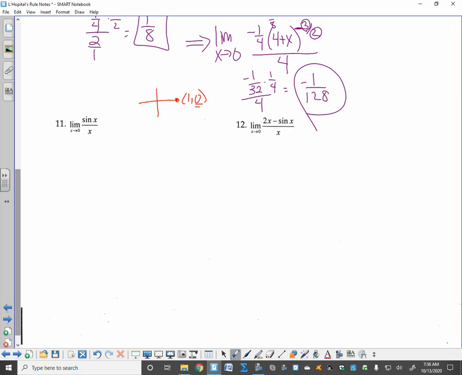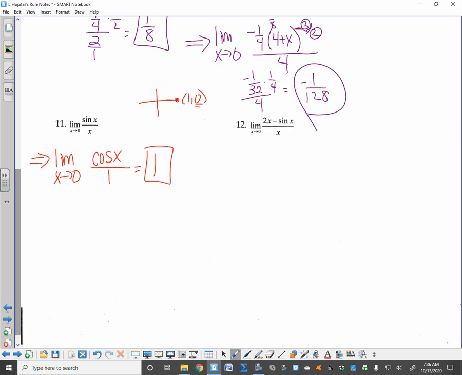Okay, so in the real world, I would say the limit of the top equals 0, limit of the bottom equals 0, indeterminate form. L'Hopital's rule says that this current limit becomes the limit as x approaches 0 of the derivative of sine, which is cosine, over the derivative of x, which is 1. Yay! Cosine of 0 is 1. Love it. Okay, number 12.